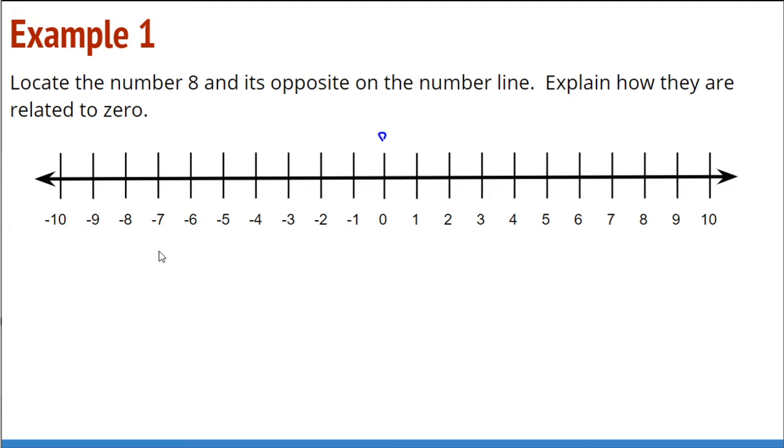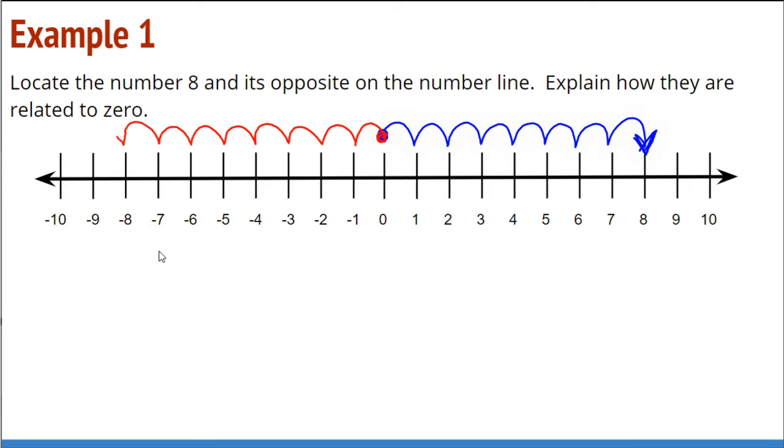So I'm going to start at 0 and I'm going to go 1, 2, 3, 4, 5, 6, 7, 8. There is 8. Now if I want the opposite of 8, I need to start at 0 and I need to go in the opposite direction. And I need to go the same distance. So starting at 0, 1, 2, 3, 4, 5, 6, 7, 8.